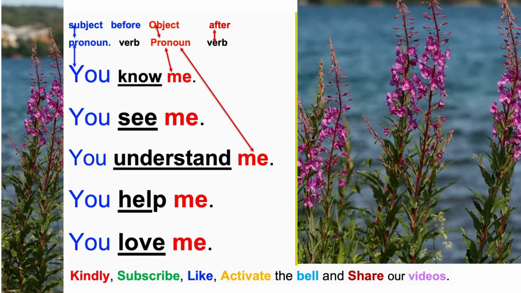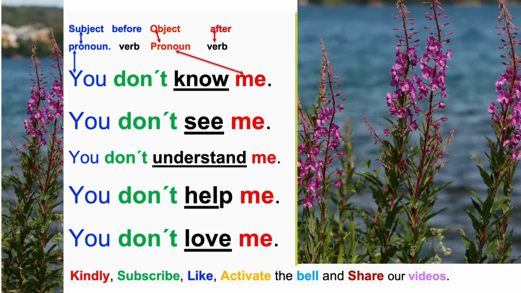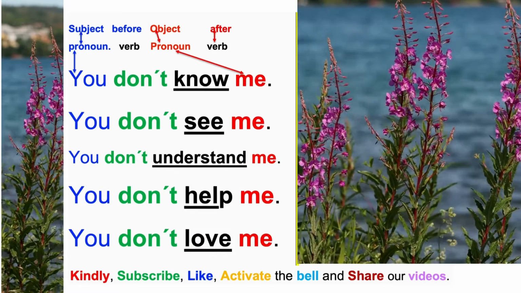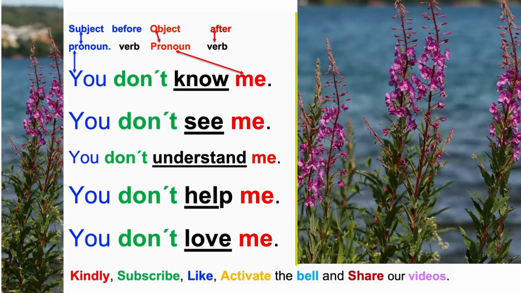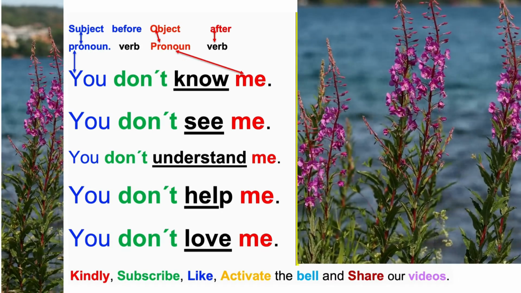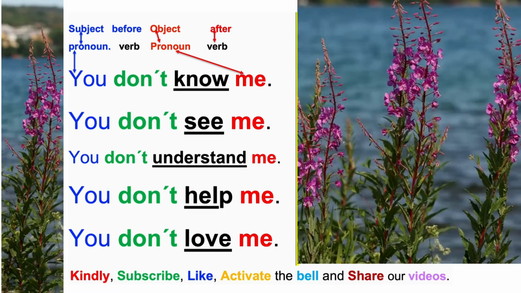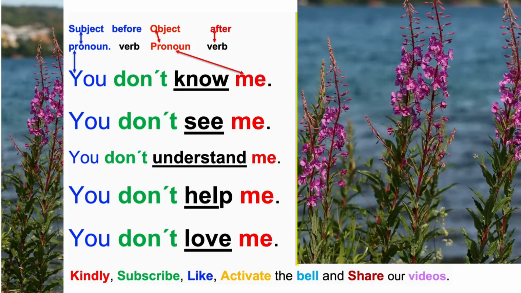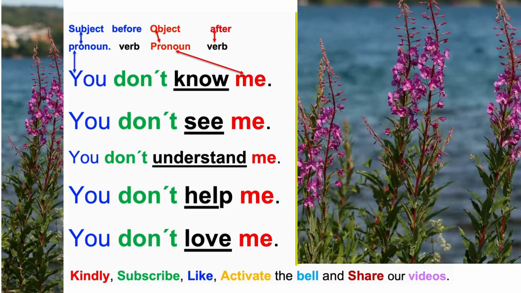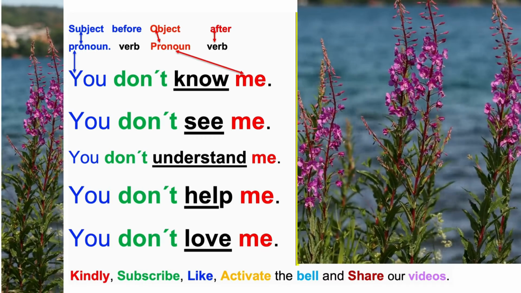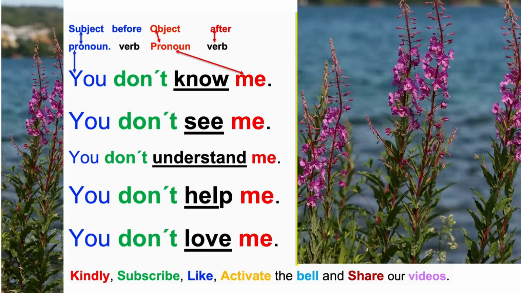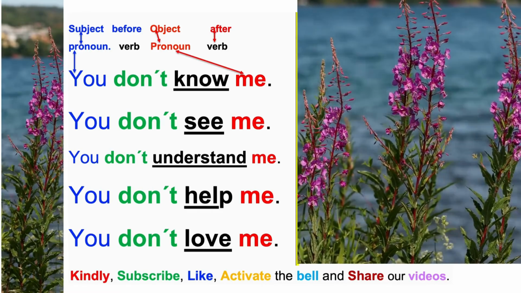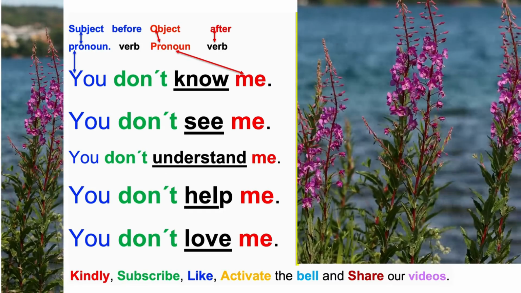Let's go to the next slide, to negative form. You don't know me. You don't see me. You don't understand me. You don't help me. You don't love me. You see, you is the subject pronoun and me is the object pronoun. Let's repeat after me these examples. You don't know me. You don't see me. You don't understand me. You don't help me. You don't love me.